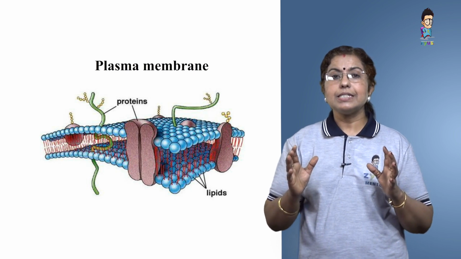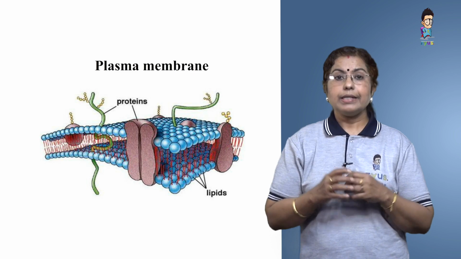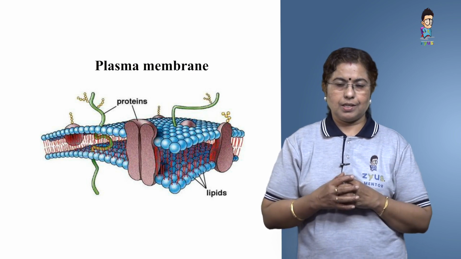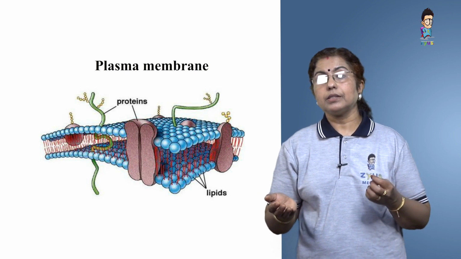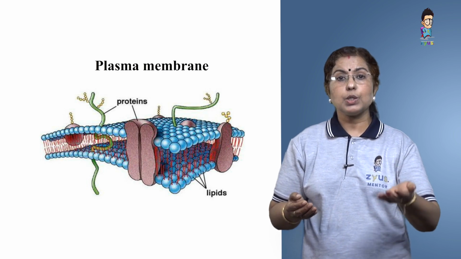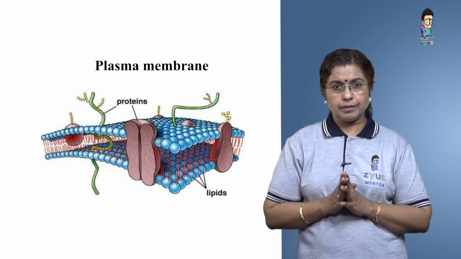The cell membrane is porous. It has holes throughout. It allows only certain substances to pass through it. So gaseous exchange and water movement from one cell to another cell, as well as from outside to inside the cell, takes place through the plasma membrane.